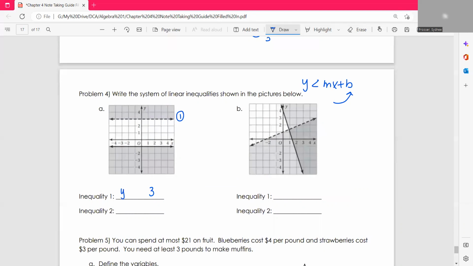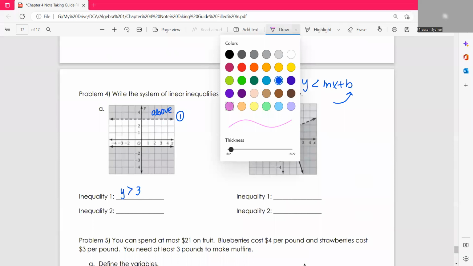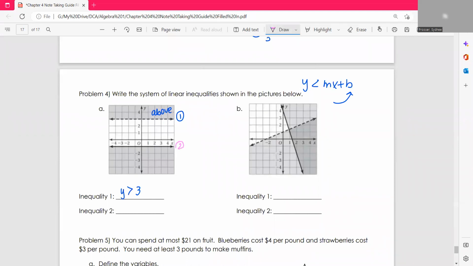Let's look at our shading. So first I know it's a dotted line, so it's not going to be or equal to. I do know we shaded above. So if we're shading above, I know I need a greater than. Is there any slope here? No, right? There is no slope. So I just know my equation is y is greater than 3. Let's check out the other one, inequality 2. I've got y, let's see, I shaded below, which means less than, and there is a solid line, so it's got to be or equal to. My y-intercept is -1, and there's no slope.